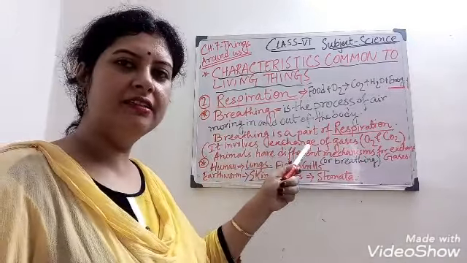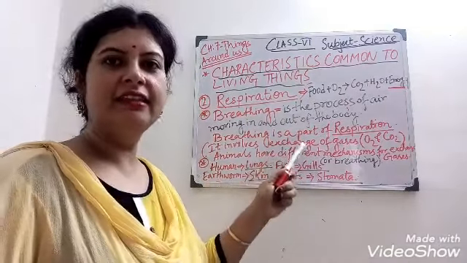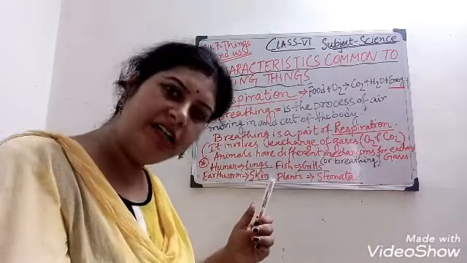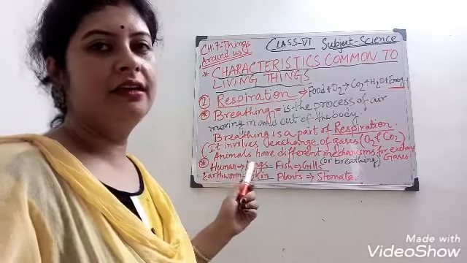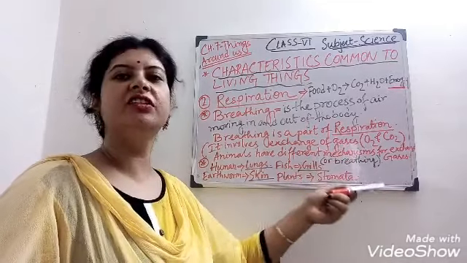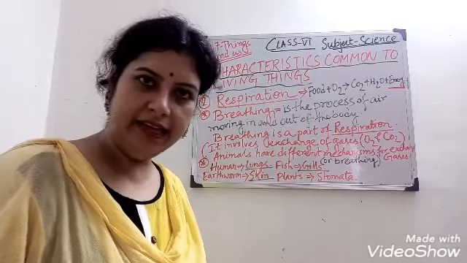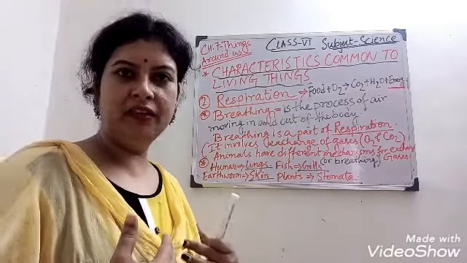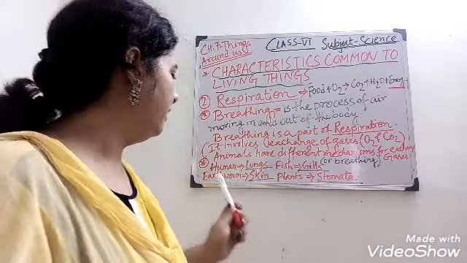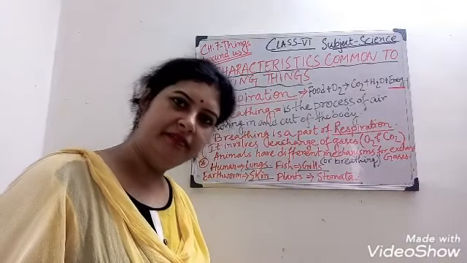Breathing is just a part of respiration. It involves the exchange of gases, like oxygen in and carbon dioxide out. Animals have different mechanisms of exchanging gases, or different breathing processes. Like human beings, we breathe through our lungs, fish through gills, earthworms through skin, and plants through their stomata. Clear?